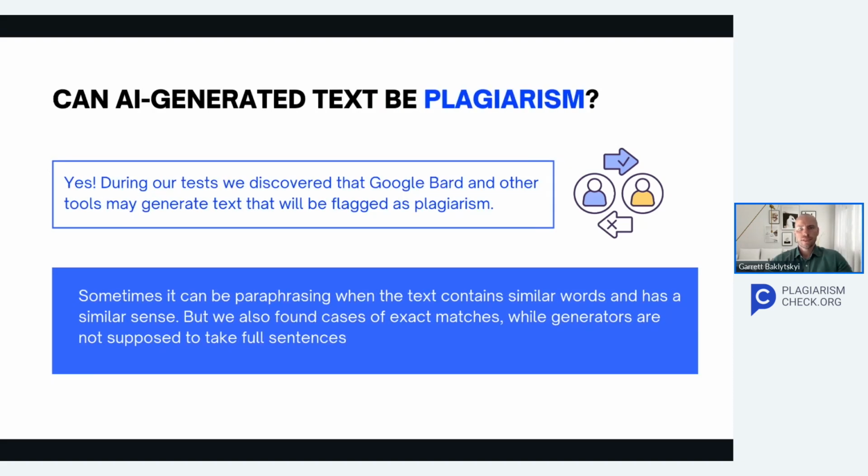Can AI-generated text be plagiarism? Yes, our team was really surprised to discover that the same text can be considered as AI-generated and plagiarism at the same time. When our team was analyzing the results from ChatGPT, Google Bard, and other AI generators, we found out that some parts of this text are flagged as paraphrasing or exact matches.